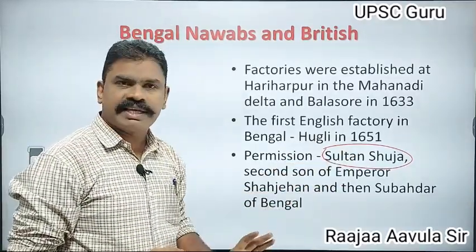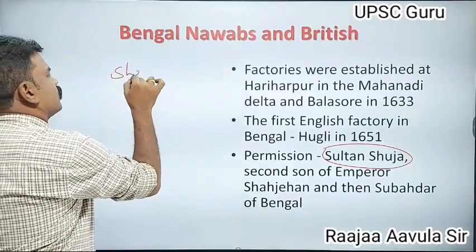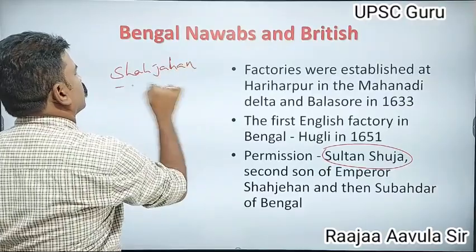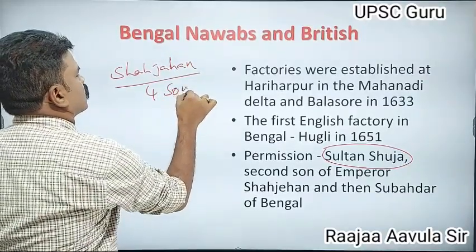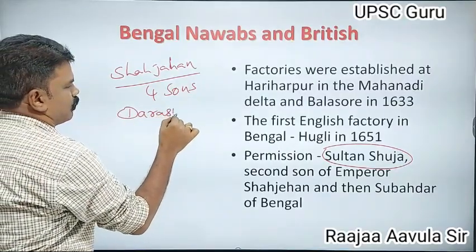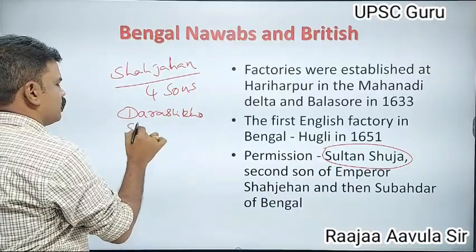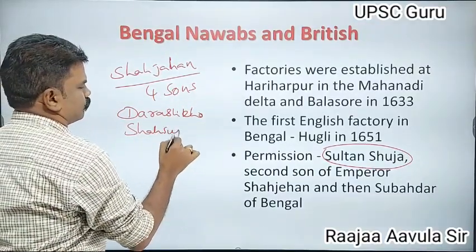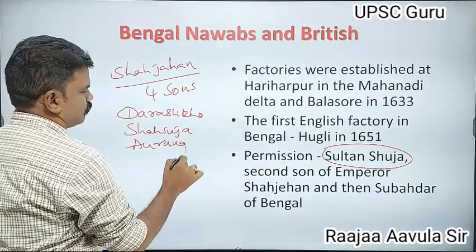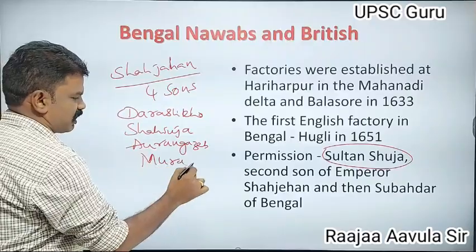He was working as a Subedar of Bengal. Shah Jahan had 4 sons: Dara Shikoh, Shah Shuja, Aurangzeb and Murad Bakhsh.